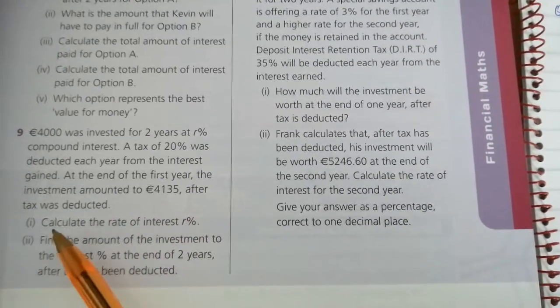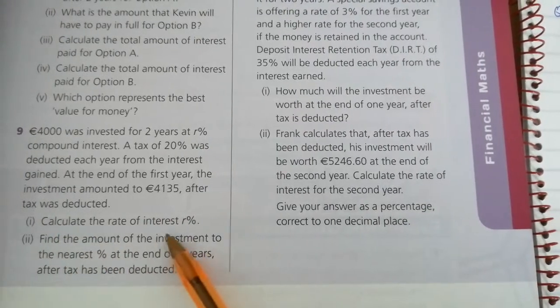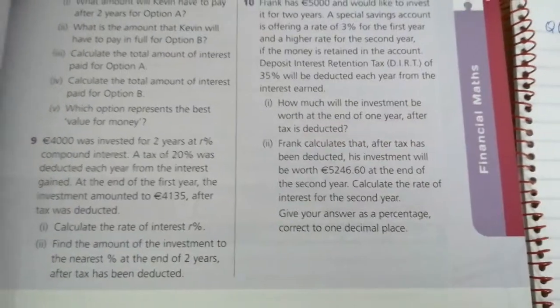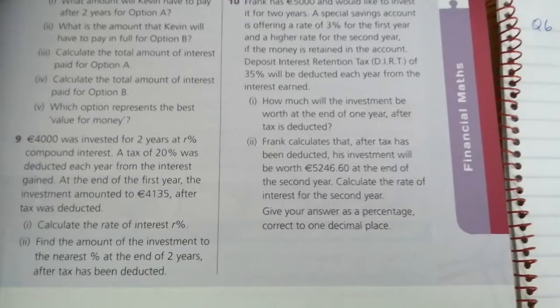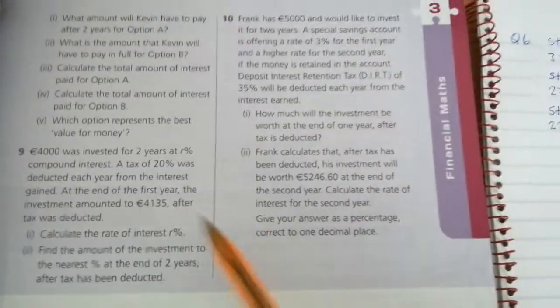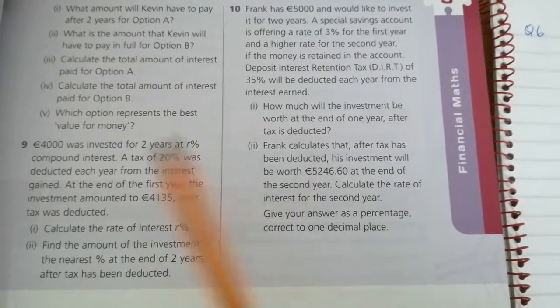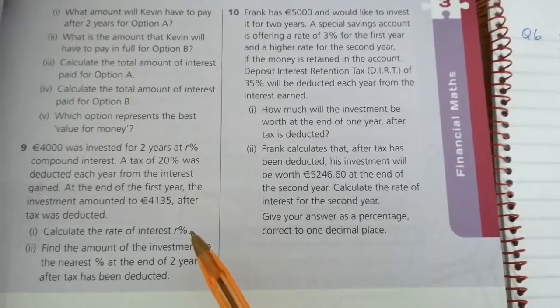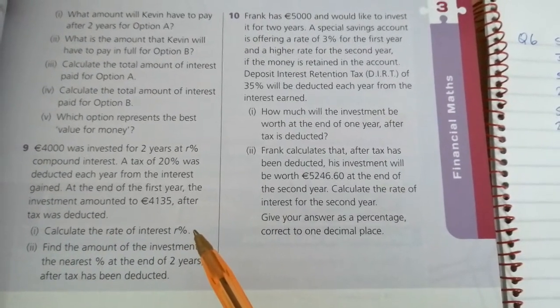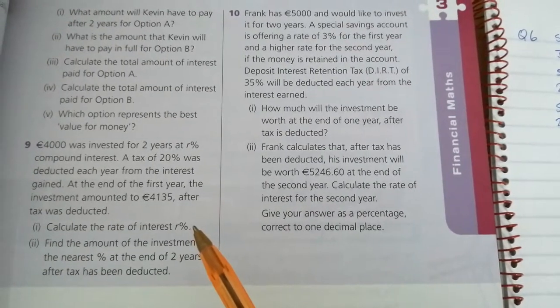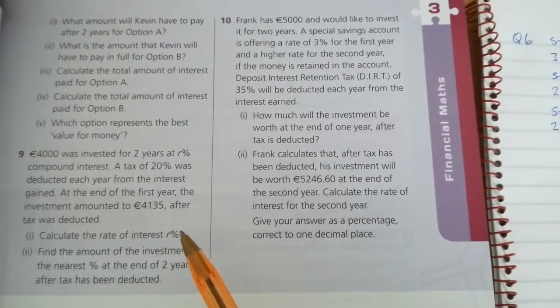Okay, and the first part they want to say is calculate the rate of interest R%. So this is one of those ones where they give you the answer, if you like, and they want you to work backwards to find out some other piece of information. In this case, it's the percentage rate of interest, I should say.